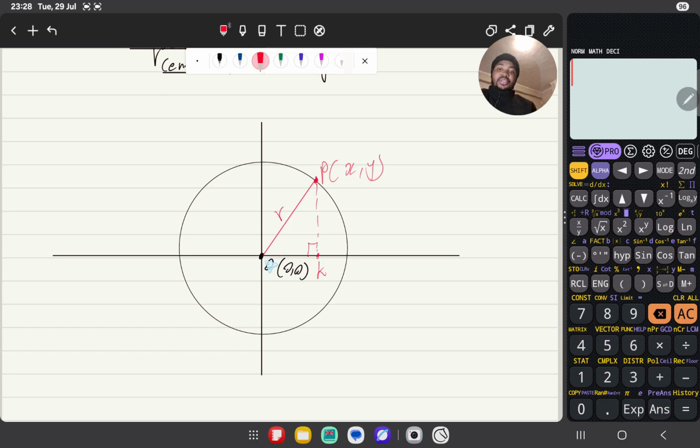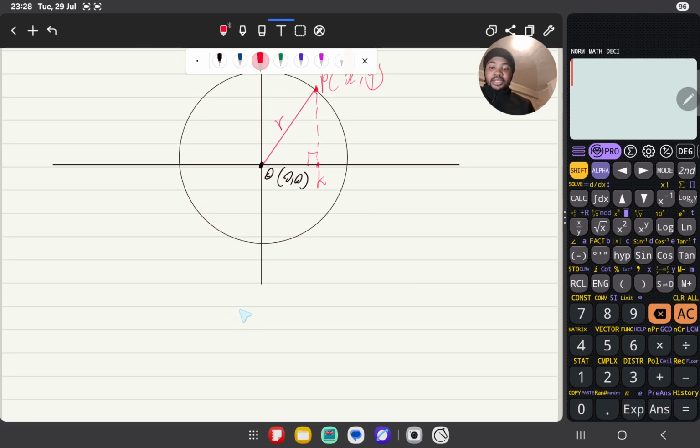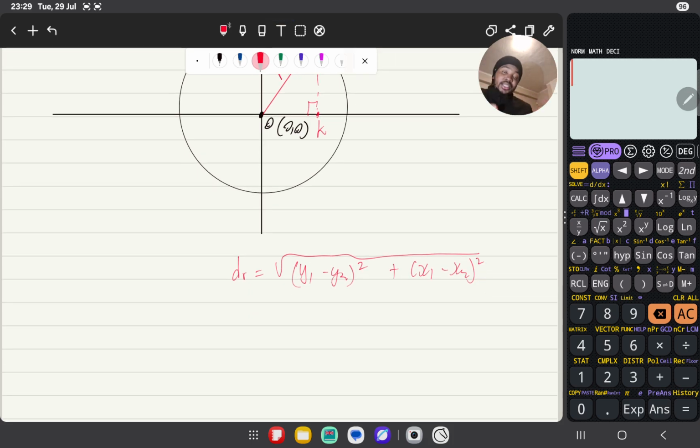You see, r moves from the center to the circumference, and it is the radius. So to find r, the distance formula is going to be the square root of (y1 minus y2) squared, plus, what do we have? Come on, think. We have (x1 minus x2) squared. And that is the distance formula that we use.